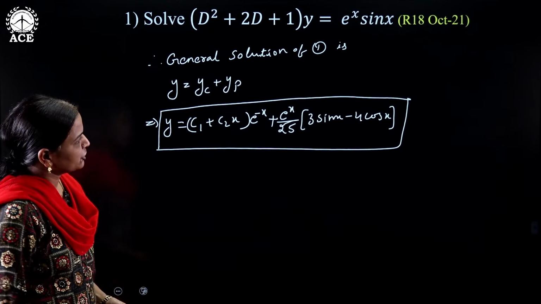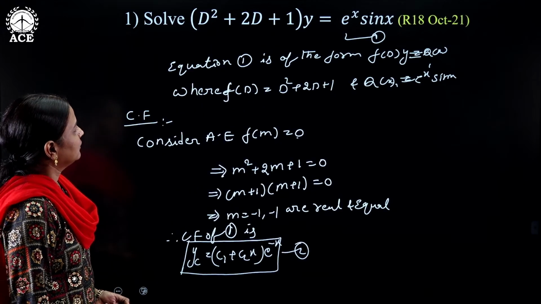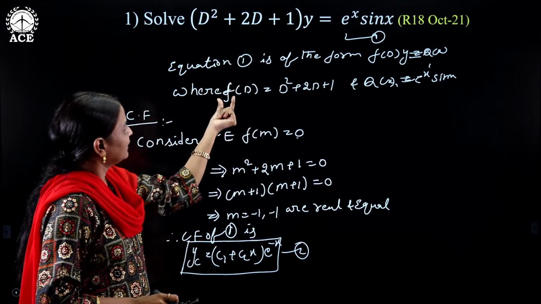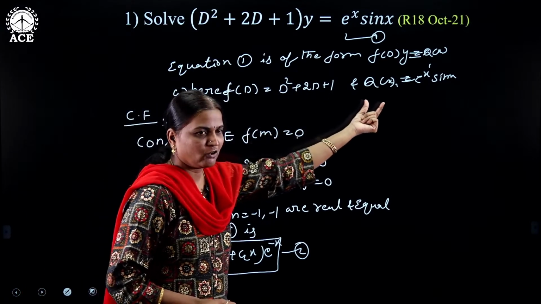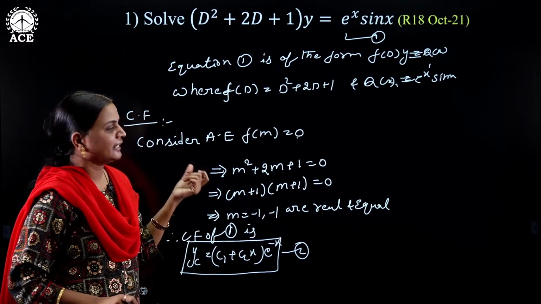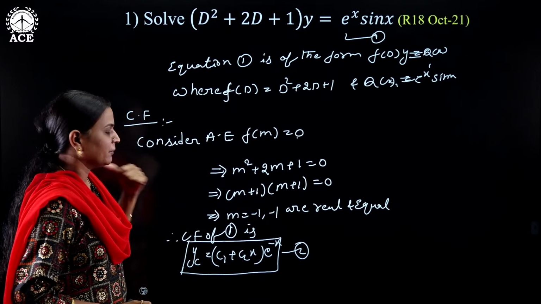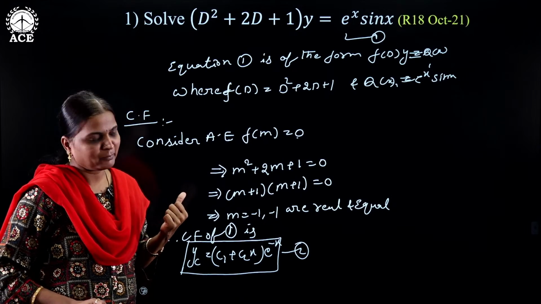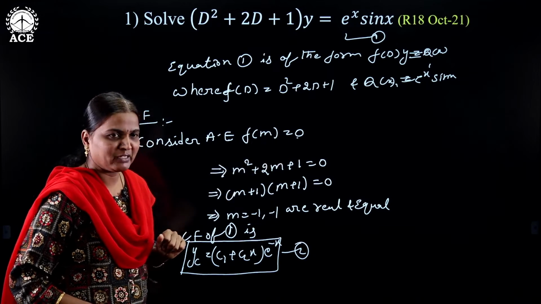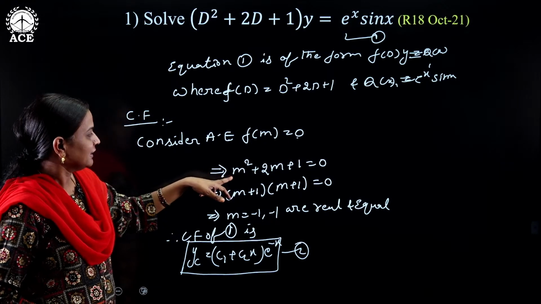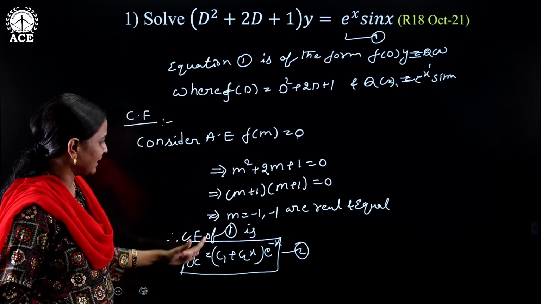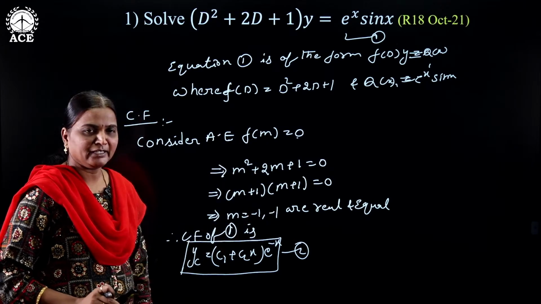Once again, see the solution. First, write the given equation into standard form. From that, write the required f of D and Q of x. Here it is a non-homogeneous linear differential equation. Here the general solution contains two parts. First one is the complementary function. How to find the complementary function? Consider the auxiliary equation. What is the auxiliary equation? F of m is equal to 0. Now here, this f of m is m square plus 2m plus 1 equal to 0. If we simplify this, we get the roots minus 1 and minus 1.